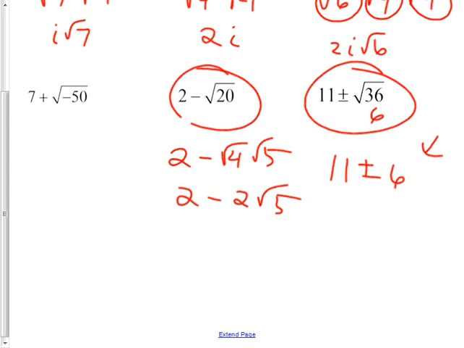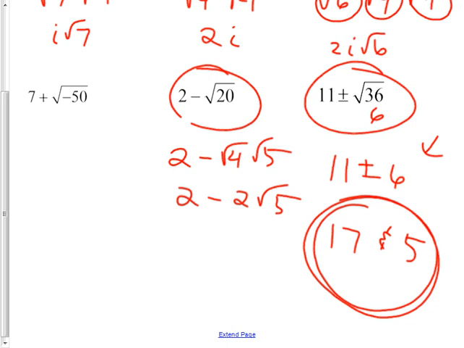The answer would be 11 plus 6 is 17, and 11 minus 6 would be 5. So 17 and 5 are the two answers. Notice there's no I involved because there's no negative underneath the square root.